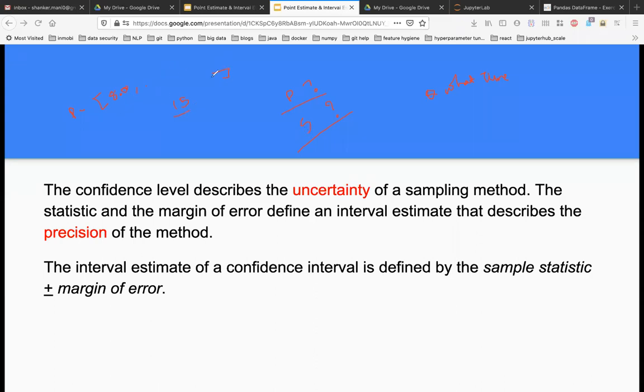You take, let's say, the last 3 days, or randomly 3 days, or every fifth day or something like that. So you end up with a 3. So that is your sample.